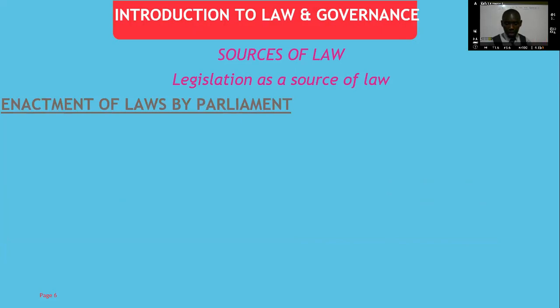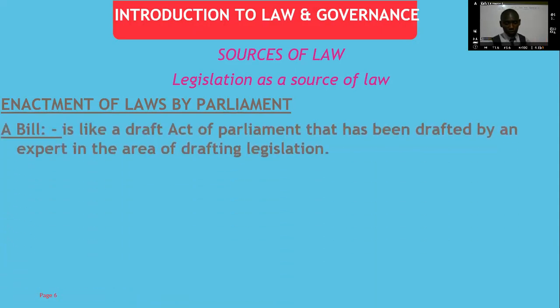So let's look at the enactment of laws by Parliament and some of the processes by which Parliament comes up with a law. It starts with a bill. A bill is normally like a draft act of Parliament, like a sample act of Parliament. The moment this draft is approved and assented to by the President, it becomes law either within 14 days or within the period indicated in the bill.